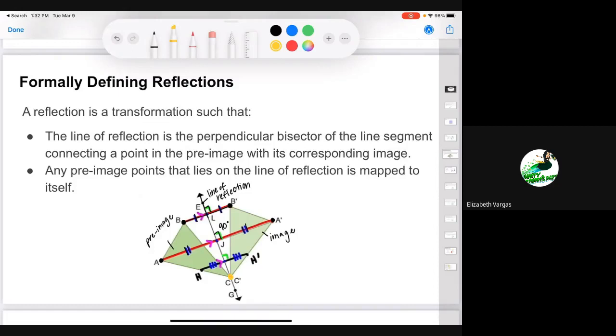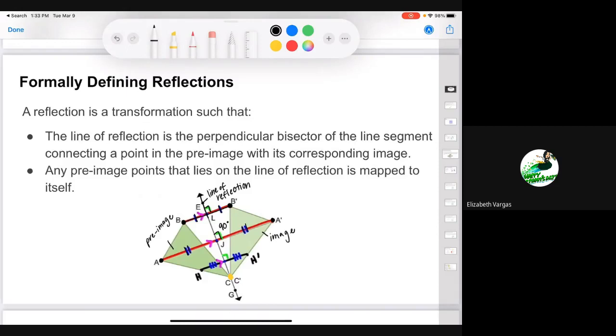Another unique thing about reflections that we need to pay attention to is that points located directly on the line of reflection, like C in this example, map back to itself. It doesn't necessarily move, it just maps back to itself. So that's another key takeaway here. The line of reflection is the perpendicular bisector of the different line segments created between the point of the pre-image and the corresponding image. And lastly, any points located on the line of reflection map to itself.